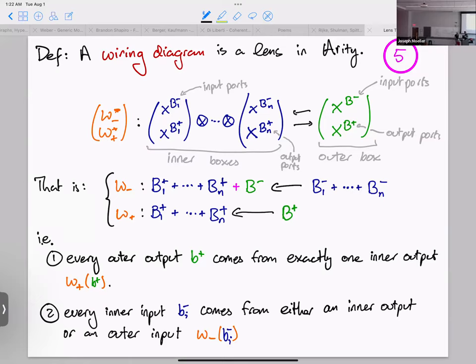I'll check. You know, I wonder, can you get this as lenses? Is this lenses for some kind of free index category? I don't know. That was my hope, that it would turn out to be lenses, where you take a free Cartesian category. But what is the indexed category thing you might like?